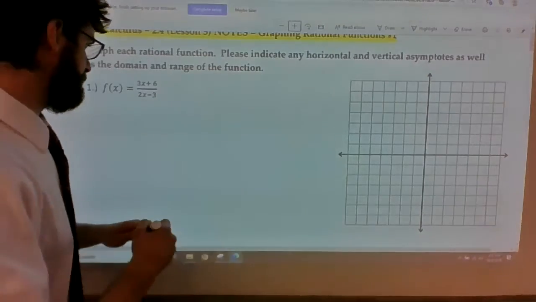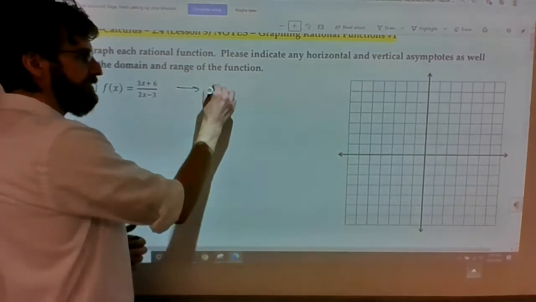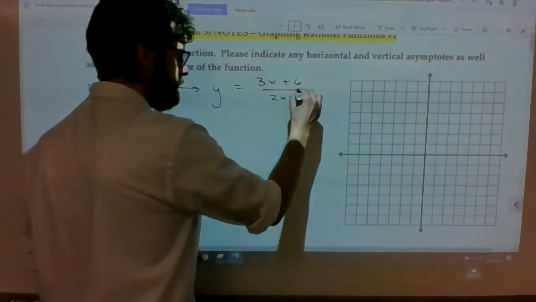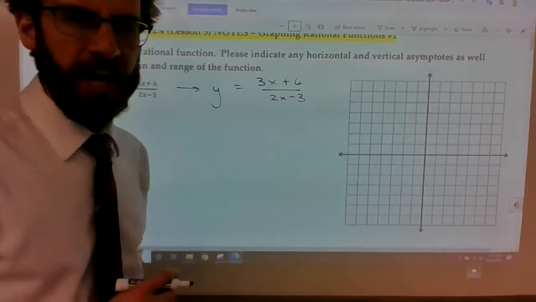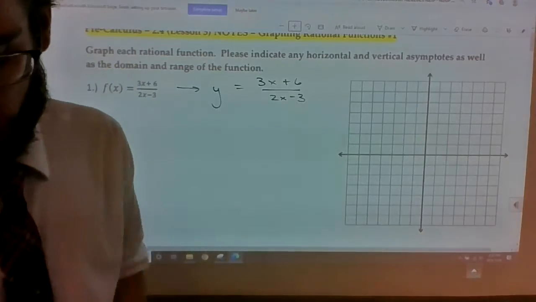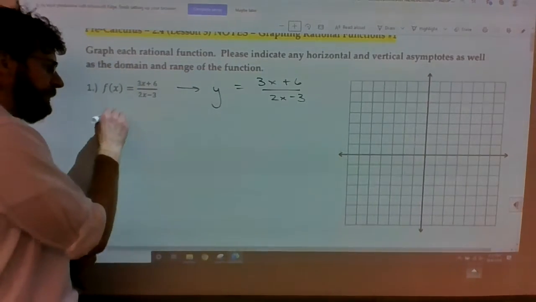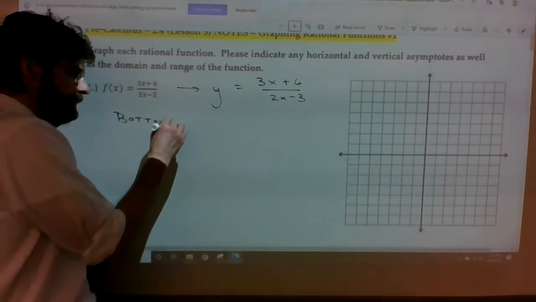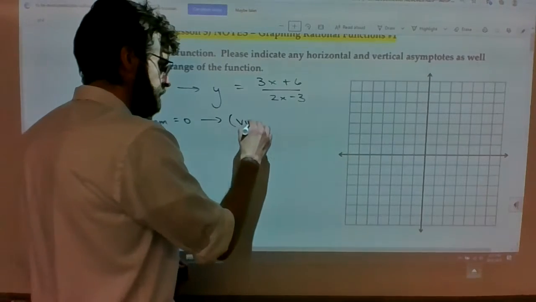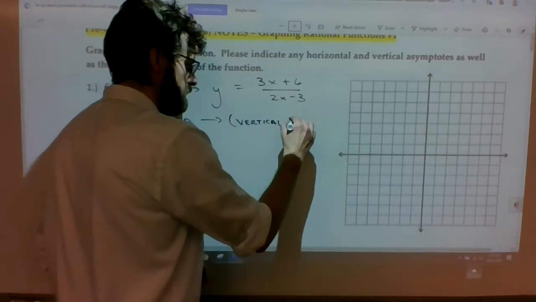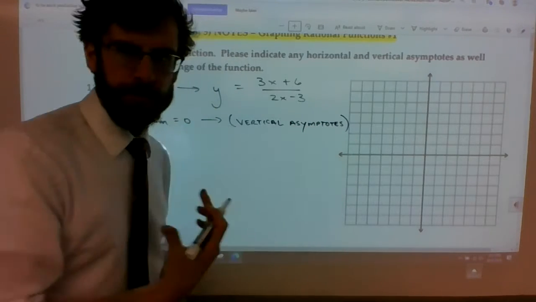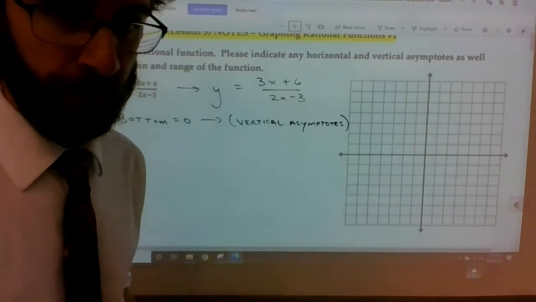So here's the function we're given. F of x is the same as the y value. So when we look at a function of rational stature, one that can be written as a fraction, there are a couple things that we can piece together on our own. One, when the bottom equals 0, you've got vertical asymptotes. These are places where you can't plug in an x value because you can't divide by 0 there.